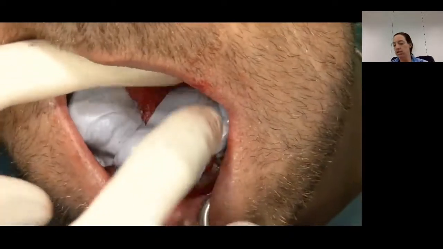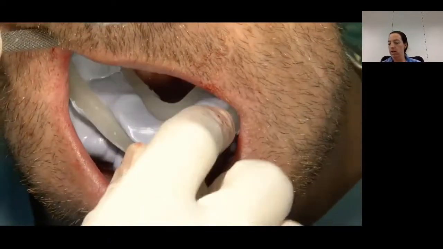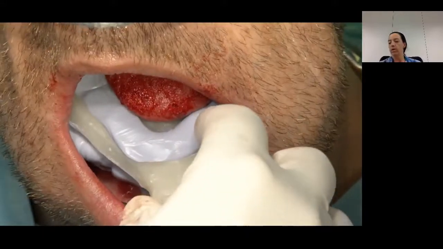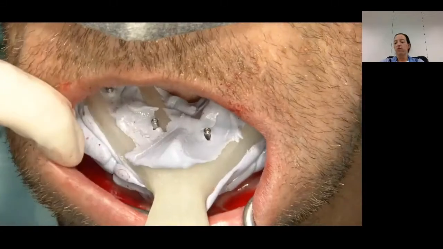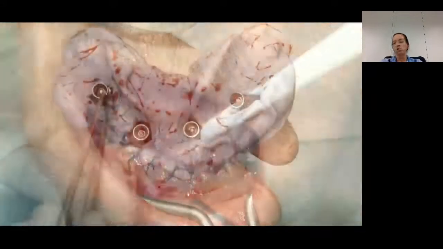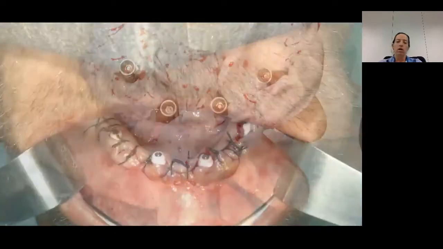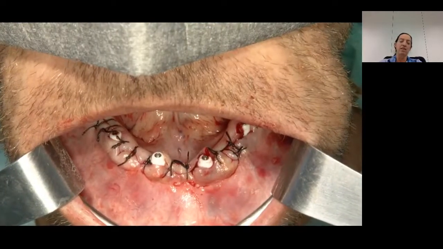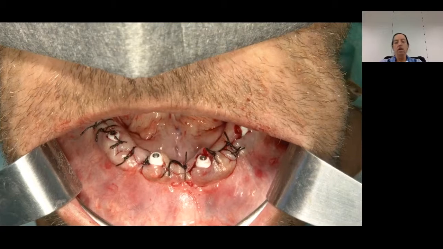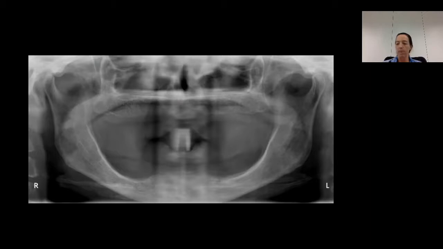So again, as you can see, we connect all the abutments. The abutments are connected. For the impression, it's very important to have a very good impression in order to have a proper seating of the prosthesis, so that you have a good passive fit of your prosthesis.